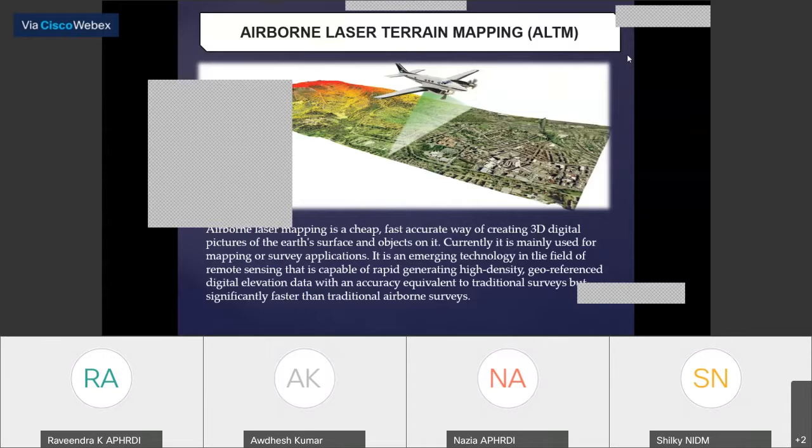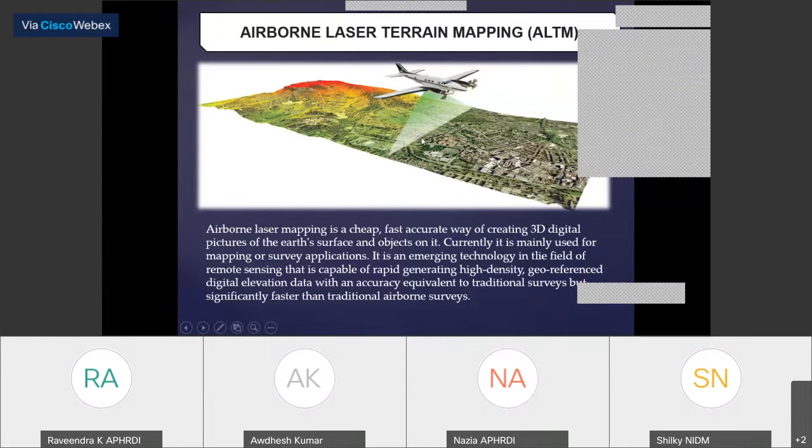With the help of this technology, we can access a large area in a very short time. And here we can generate a 3D digital picture of our surface and the objects on it. This is basically used for survey and mapping purposes. It provides very reliable data that is needed for the timely preparedness for any disaster, or for post-disaster destruction assessment.